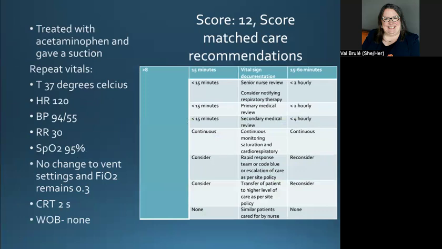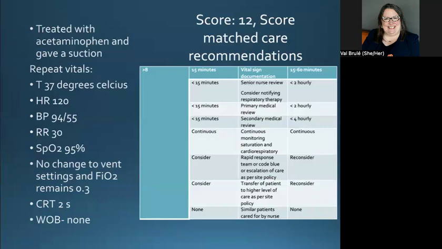With the number 12, you take the greater than 8 score match care recommendations, which means that a senior nurse review should be within 15 minutes, and you can consider notifying respiratory therapy. You should notify primary medical review, as well as secondary medical review. You should consider continuous monitoring, saturation, and cardiorespiratory monitoring. Consider a rapid response team or code blue, and consider transfer of patient to a higher level of care as per site policy. And while the child is showing signs of being more unwell, there should be no other similar patients cared for by the nurse.